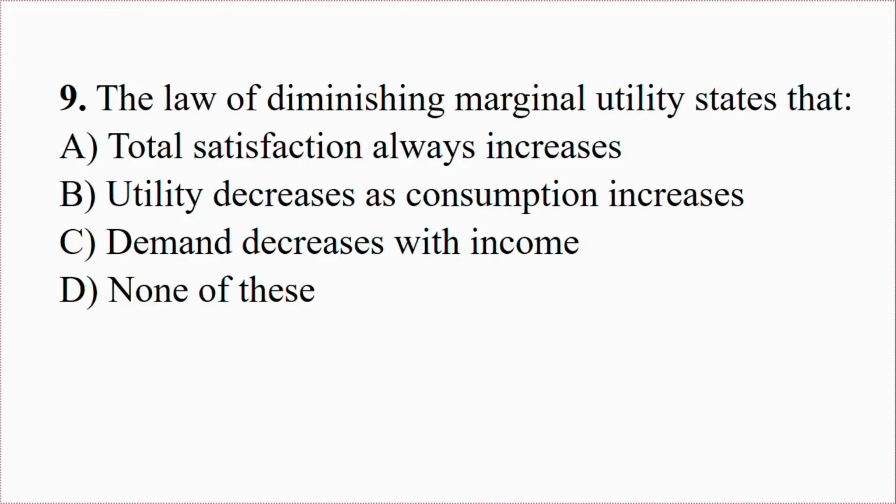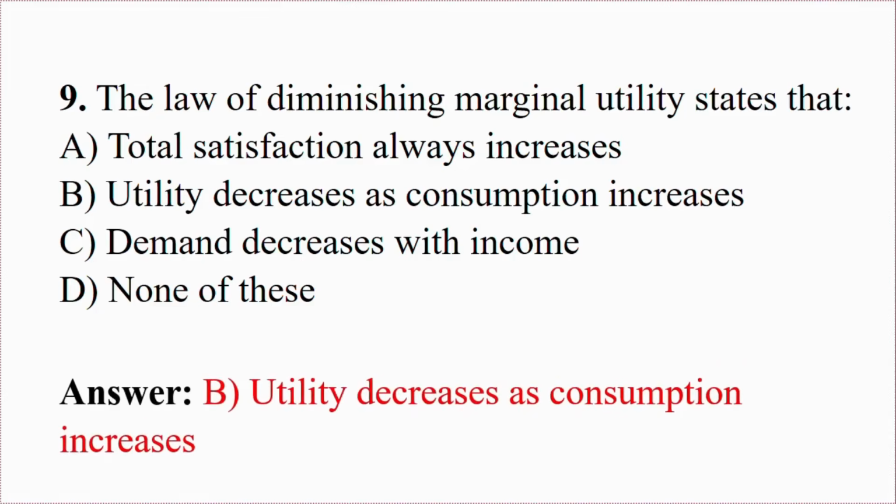The ninth question is the law of diminishing marginal utility states that A. Total satisfaction always increases, B. Utility decreases as consumption increases, C. Demand decreases with income, D. None of these. Correct answer is B, that is utility decreases as consumption increases.